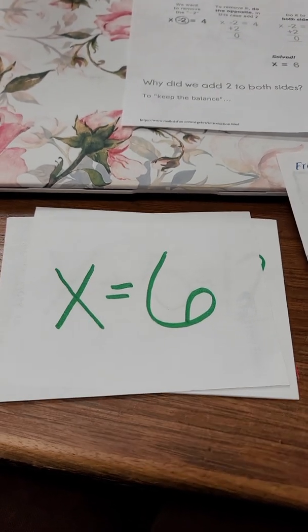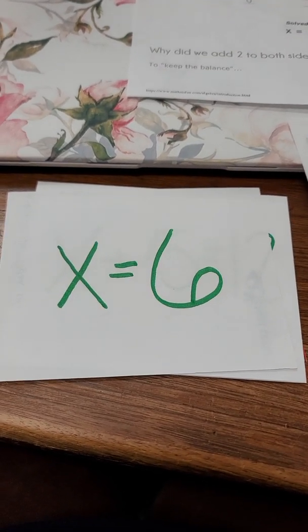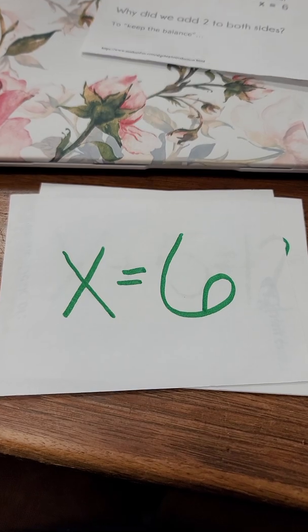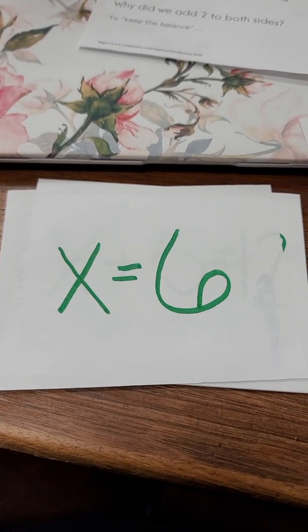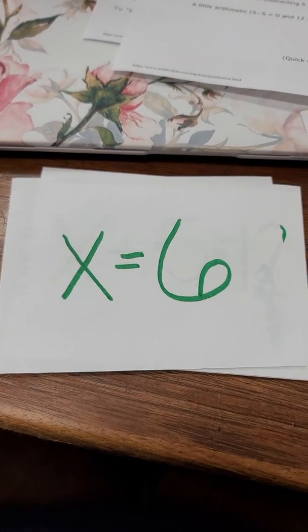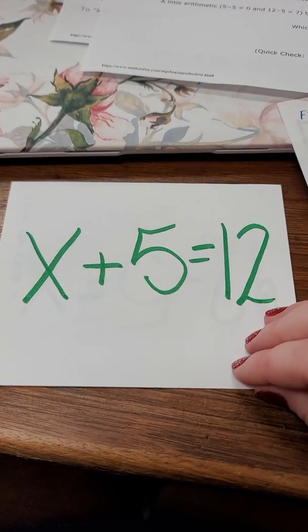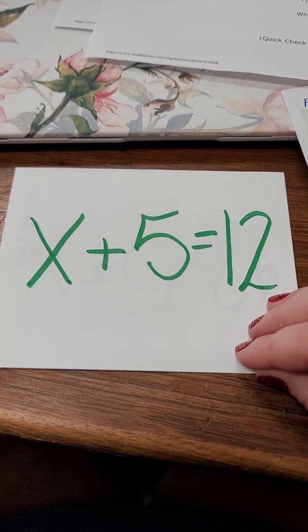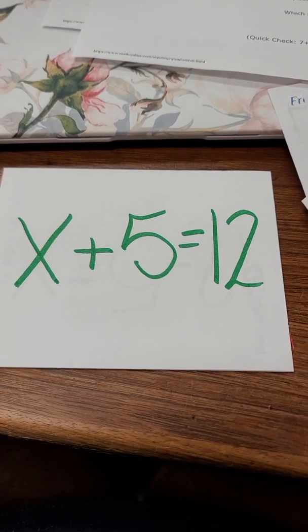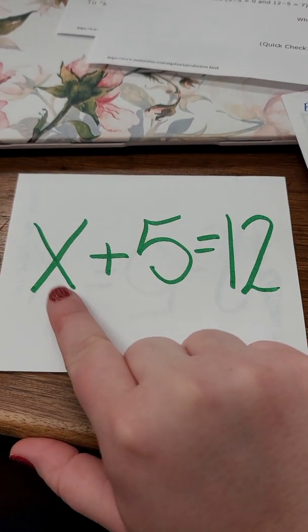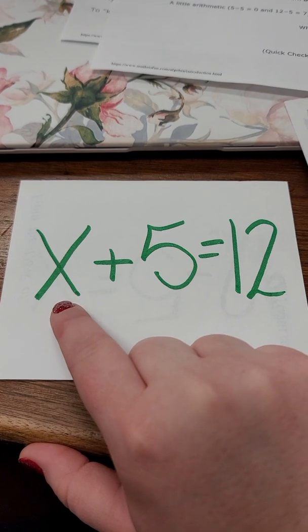So you have solved problems like this before. You just maybe didn't use letters to do it. That's the difference here. Okay, so let's check out another puzzle. X plus 5 equals 12. What we want is an answer where this X is.